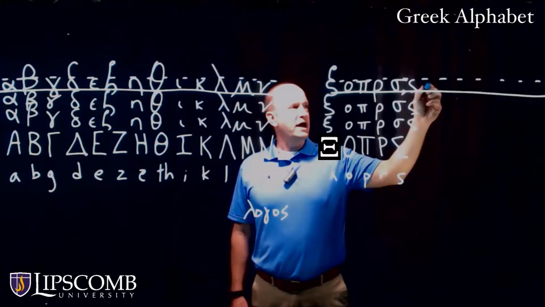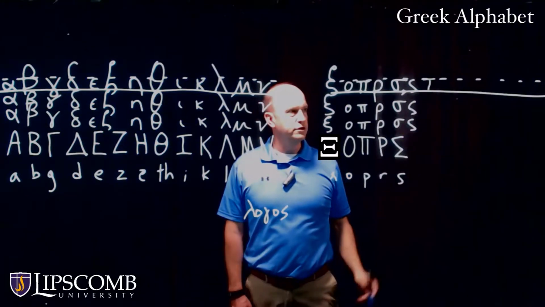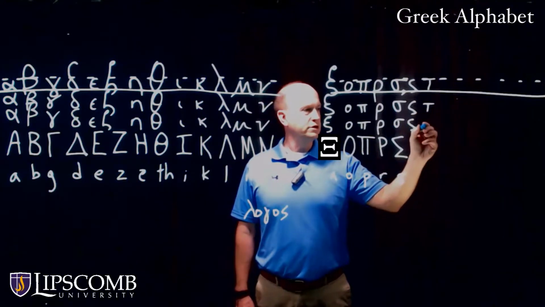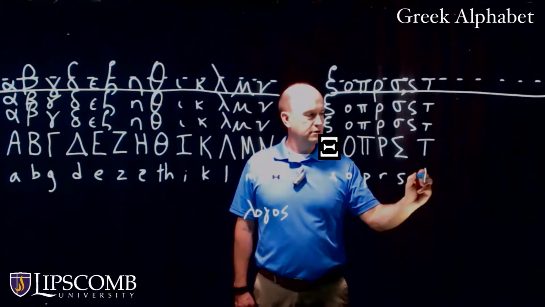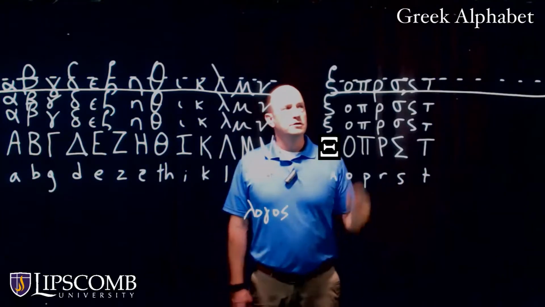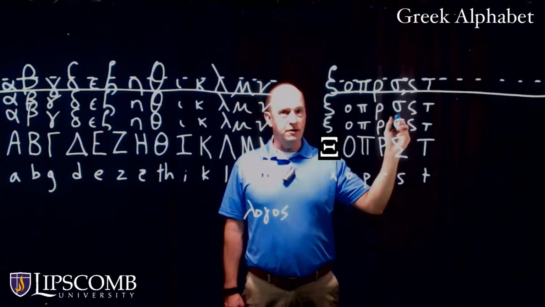The next letter is tau. Tau is a short letter, so it's not a tall letter like in English. The capital looks like a T, comes in as a T. So P, rho, sigma, tau.